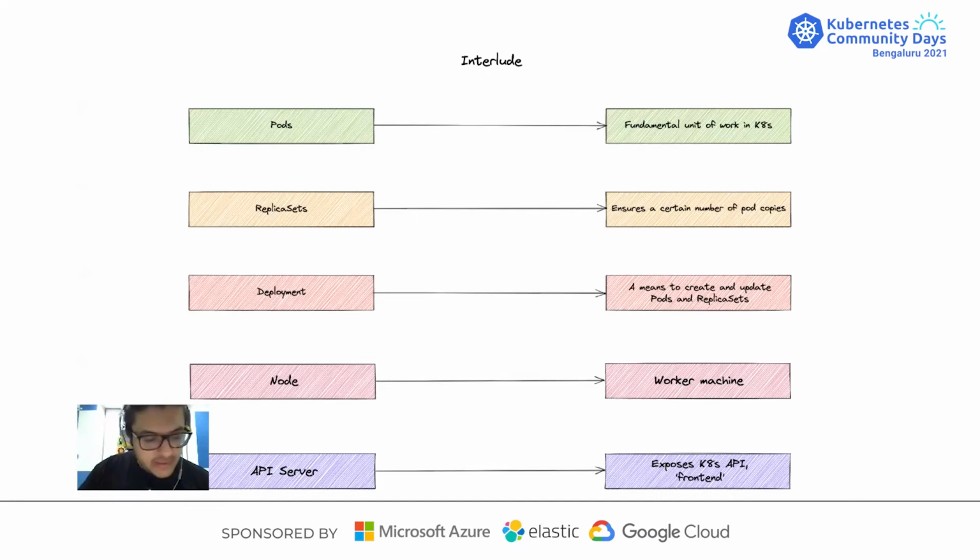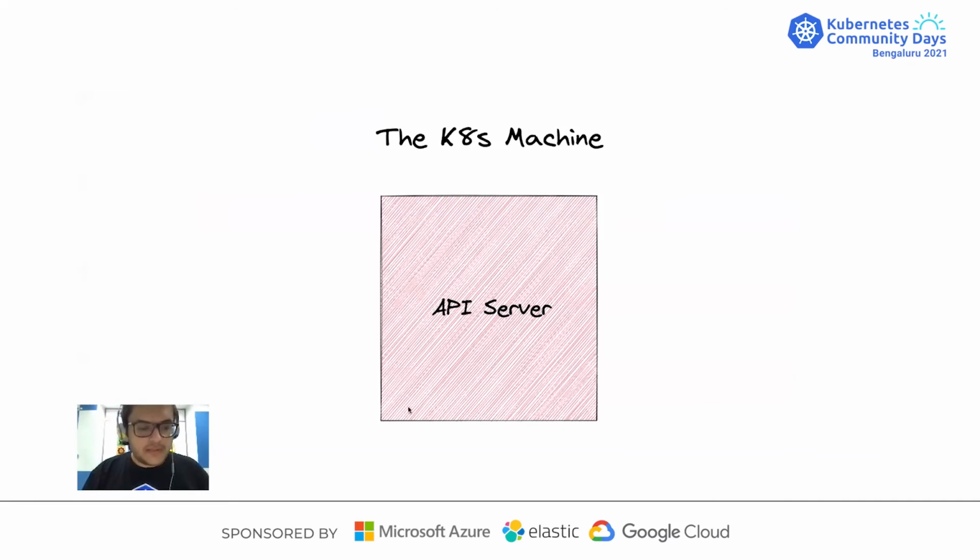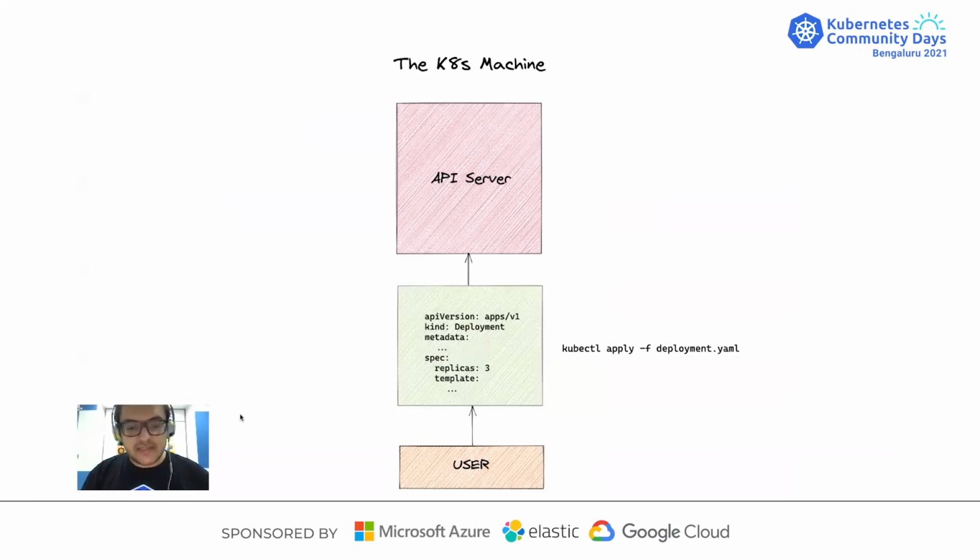A node is a worker machine in Kubernetes. The API server is the heart of Kubernetes, meaning that it exposes the Kubernetes API, which all of these components interact with. And it's also the front end, which we'll see what it means soon. So in the Kubernetes machine, you have the API server first. The user comes and says that I want to create this deployment. Now, it's okay if you don't understand what this YAML means and what this command means. What is important to note here is that the user is saying, I want 3 replicas of my pods at all times. Now, the user gives their desired state to Kubernetes.